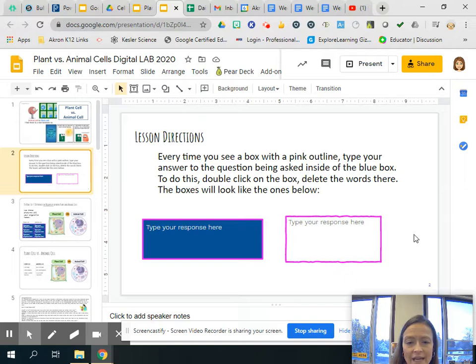So the directions again, if you see the outline with the pink outline here, you're going to be making sure you're writing something in that box. And usually it says like type something here. I want you to delete that before you type something there, okay?